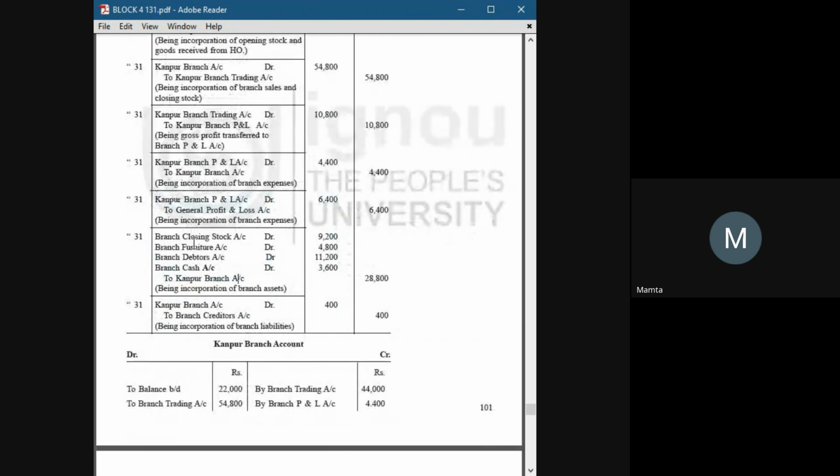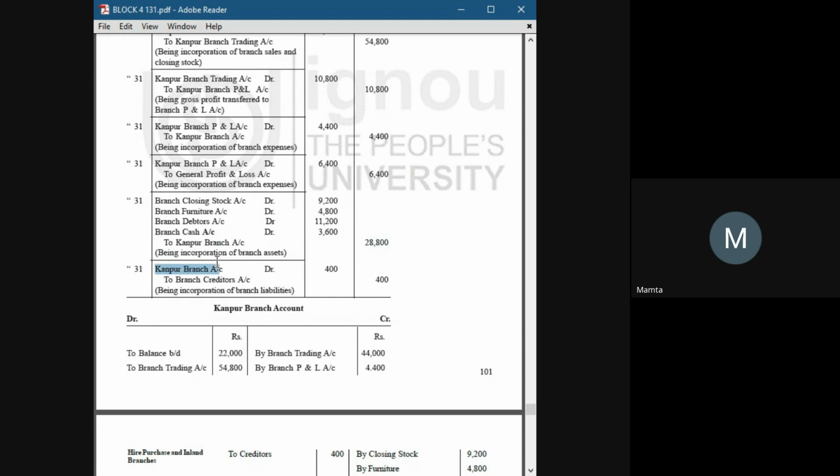Entry for the assets, meaning the balance sheet entry. Branch closing stock account debit 9,200. Branch furniture account debit 4,800. Branch debtors account debit 11,200. Branch cash account debit 3,600. To Kanpur branch account 28,800.